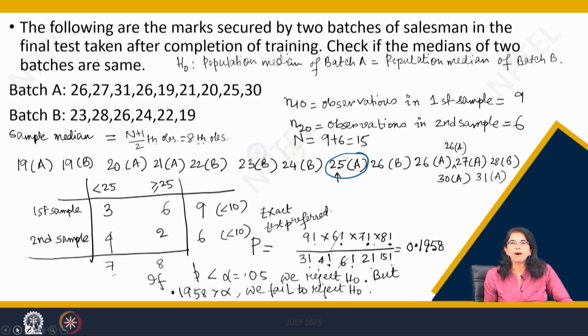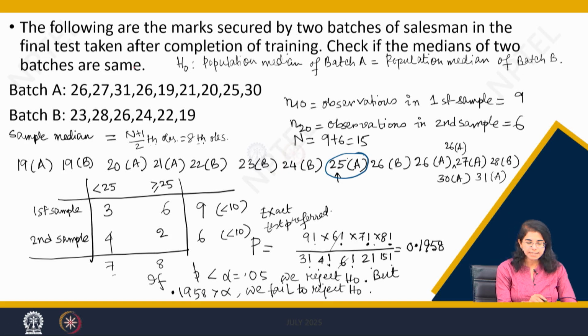Let us have one quick example and try to solve this example manually. The following are the marks secured by 2 batches of salesmen in the final test taken after completion of training, and check if the medians of the 2 batches are the same. So that is my concern, right?